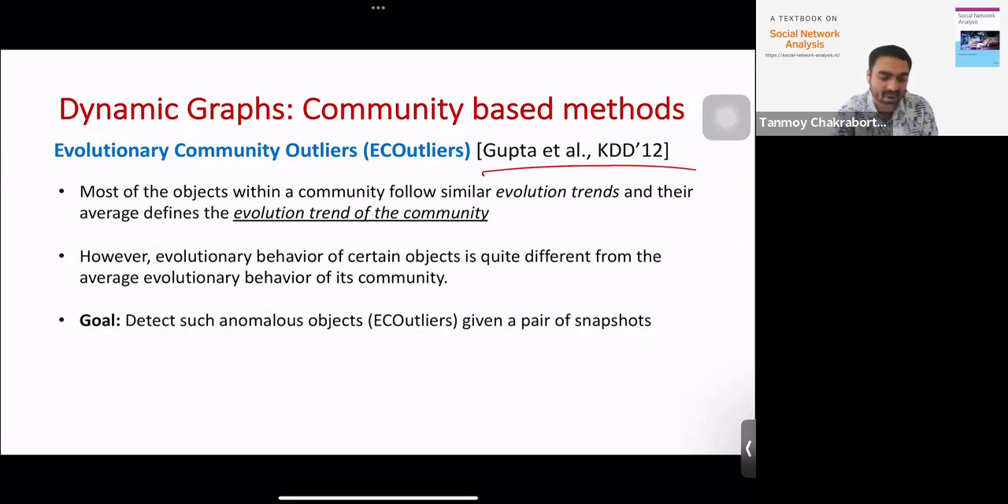And we basically try to define something called the evolution trend of a community. However, the evolutionary behavior of certain objects is quite different from the average. So what do we try to understand now? We try to identify that. Let's look at a community, or some of the nodes in the community. If you see the average behavior of the nodes in a community versus the evolution of a particular node which is very different from the average behavior of the other nodes in the community, then that might be an anomalous node. Okay, now this is the idea.